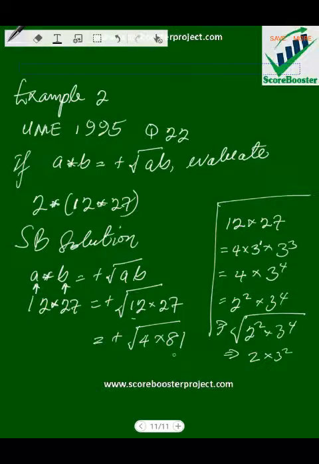Now if you take the square root of 2 raised to power 2 times 3 raised to power 4, the square root of 2 raised to power 2 is 2, and the square root of 3 raised to power 4 is 3 raised to power 2, which is 9. So that is where this comes from. So I'm going to have plus square root of 4, which is 2, times square root of 81, which is 9. So your answer is going to be plus 18. You may not need to write this already, you know it's plus. So your answer is 18, only for what is in the bracket.